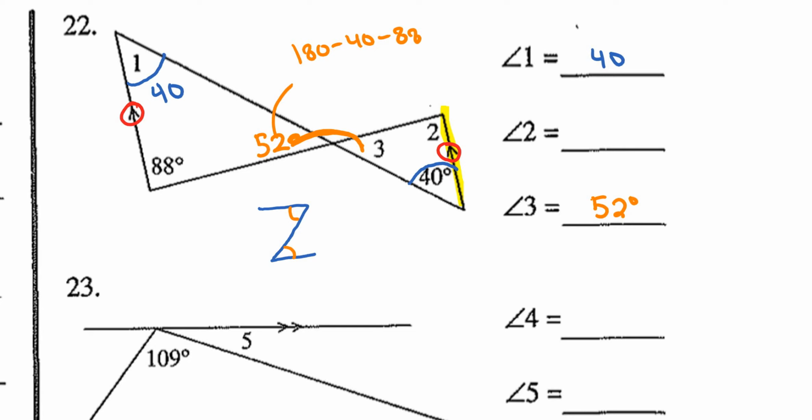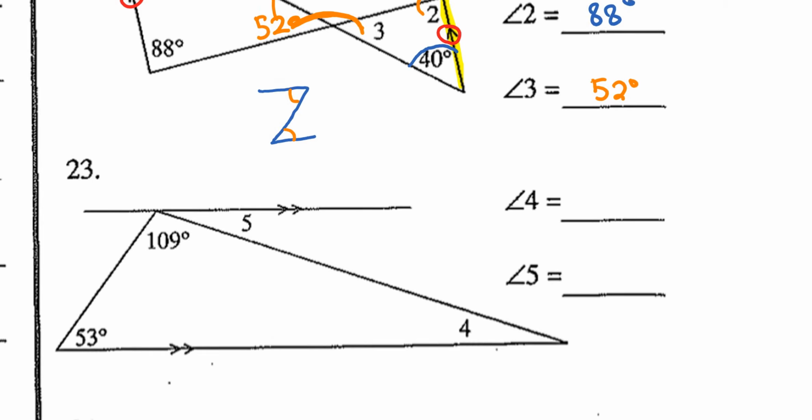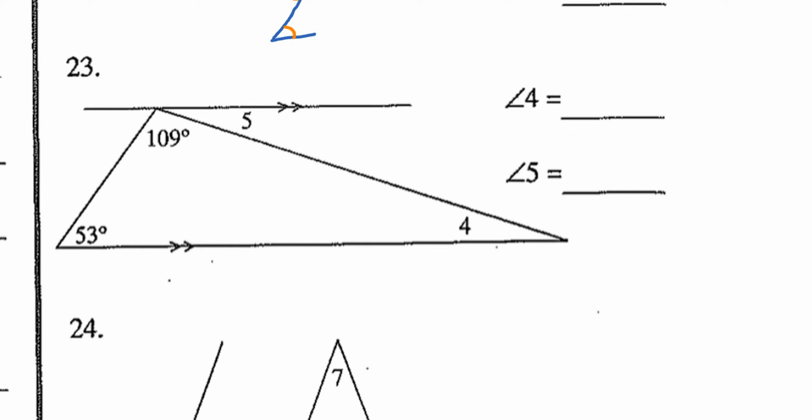And then you can find angle number two by simply doing 180 minus 40 minus 52, and that's going to be 88 degrees. So angle number two is going to be 88 degrees. And that's it for question number 22. All right, so question number 23. 23 is not too bad because angle number four I can find right away.